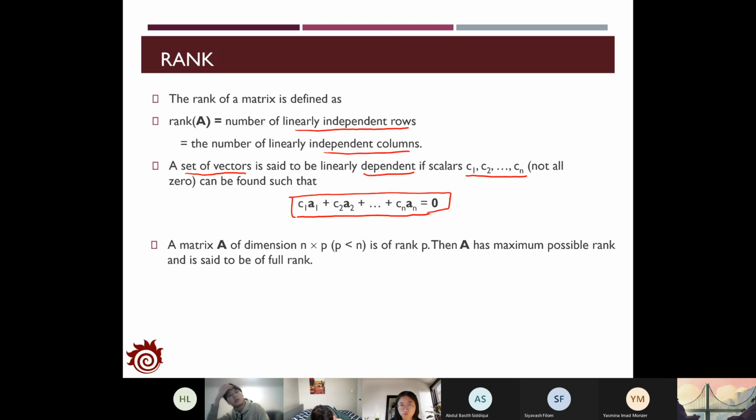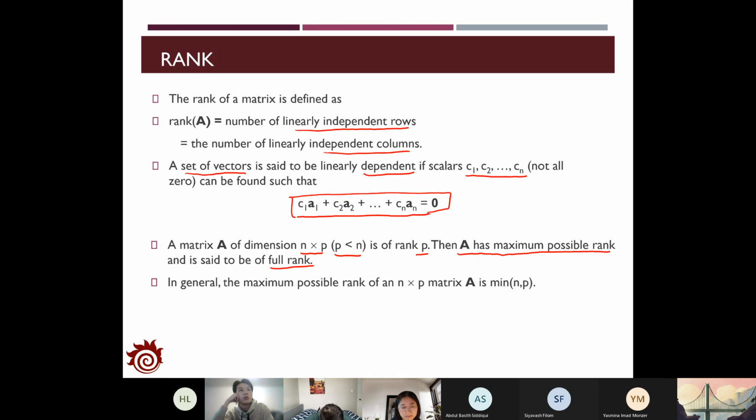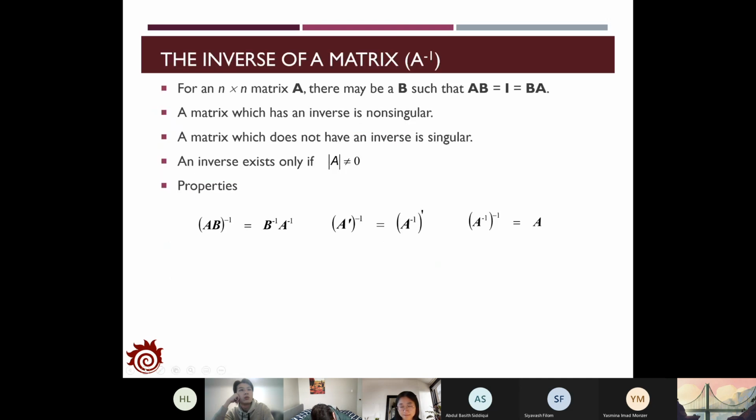For the matrix A, if you know the dimension is n times p, and we assume that p is smaller than n, then the rank should be at most p. But if we find the rank is p, then we say that A has the maximum possible rank, and it's called the full rank matrix. And of course, for the matrix A, the highest possible rank would be the minimum value of n and p. So this is the feature of the rank.